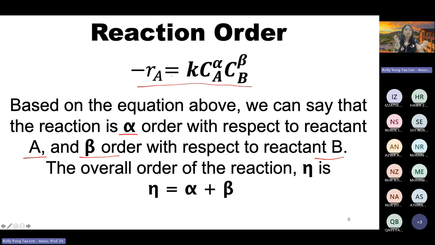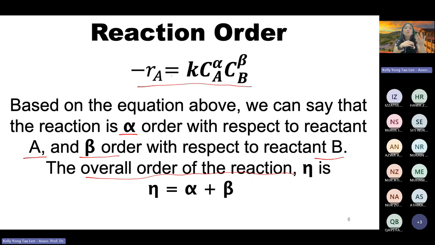Okay, so back to here. After you know the reaction order with respect to each reactant, then you can mention the overall order. The overall order refers to the overall order of the reaction, which will be alpha plus beta. For example, first order with respect to A, first order with respect to B, so the overall order will be 1 plus 1, a second order reaction.